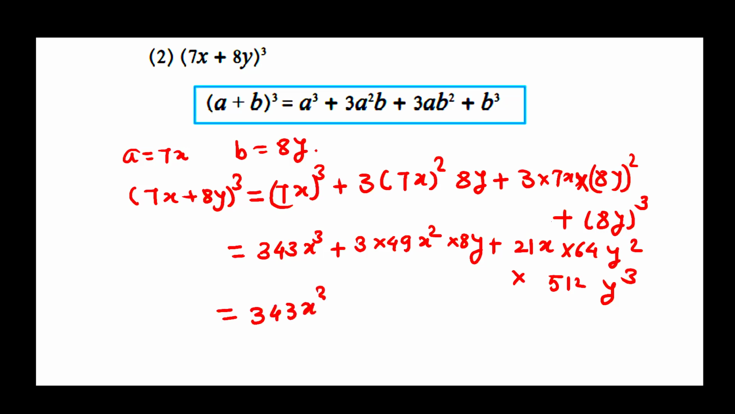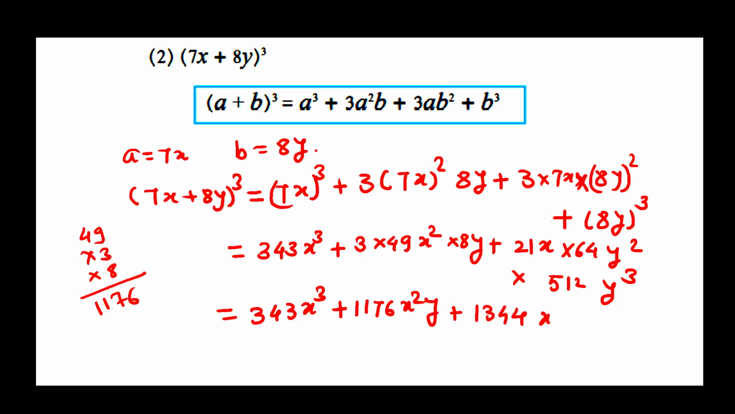is equal to 343 x cube plus 3 into 49 multiplied by 8 is equal to 1176. Do the multiplication here. 49 multiplied by 3 multiplied by 8 is equal to 1176 x square y plus 21 into 64, we get 1344 xy square plus 512 y cube.